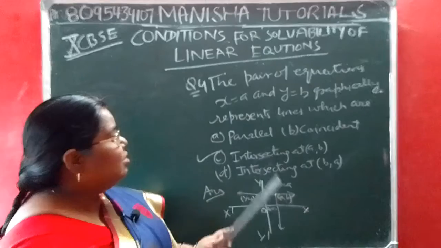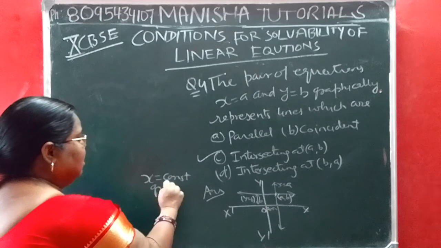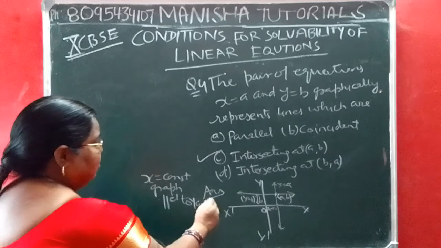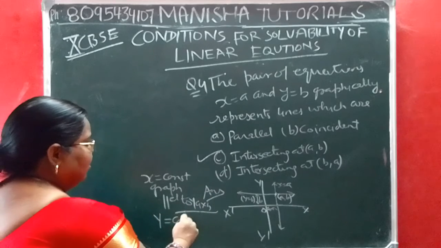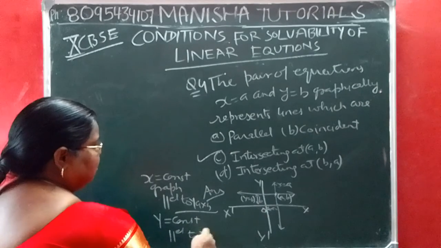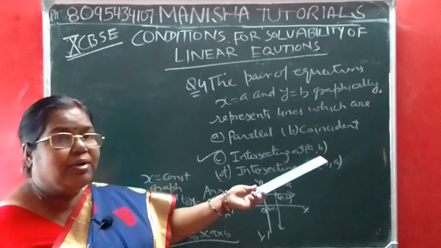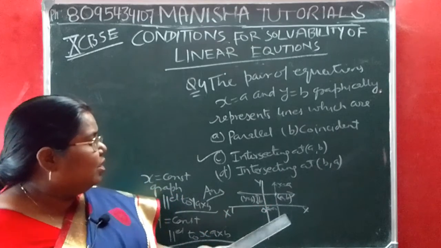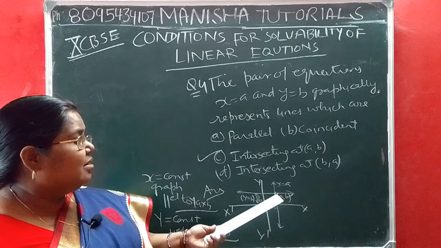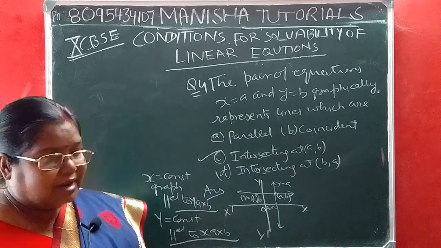Always, x = constant, keep in mind, the graph is parallel to the y axis. And y = constant, here a constant value b, is parallel to the x axis. This will work a lot. Now we have to find the point, (b, a) or (a, b). So I drew it like this, positive a, positive b. Then the coordinates you can write as the intersecting point (a, b). This answer is well known: intersecting at (a, b).